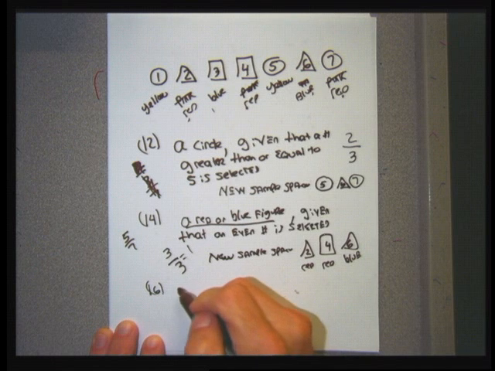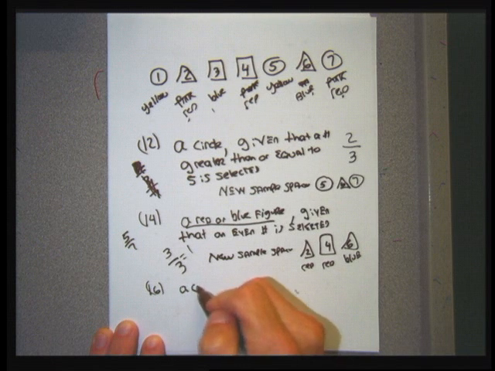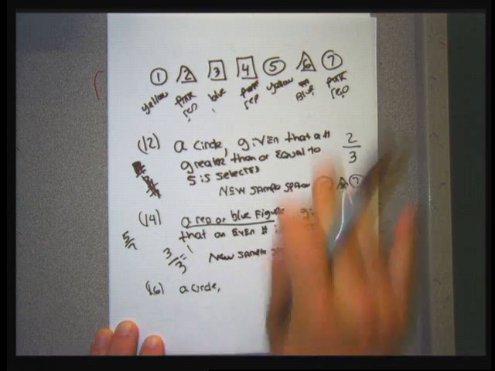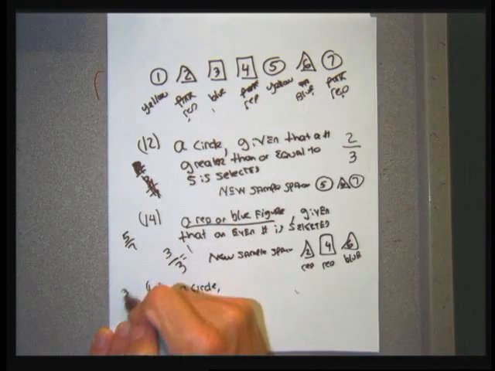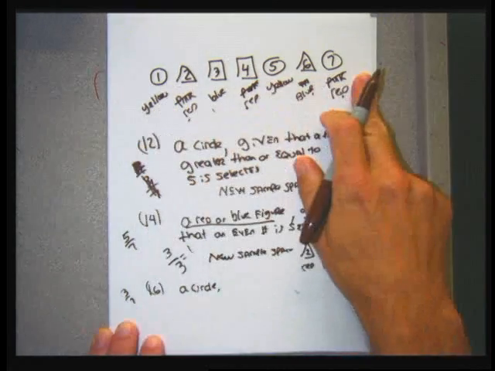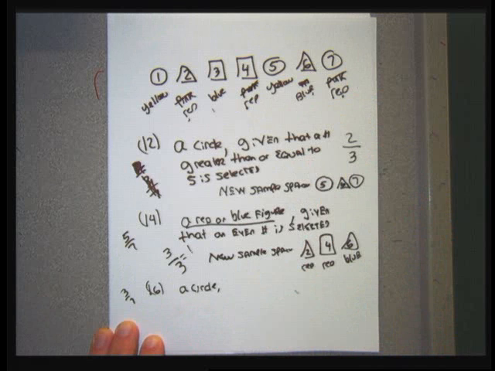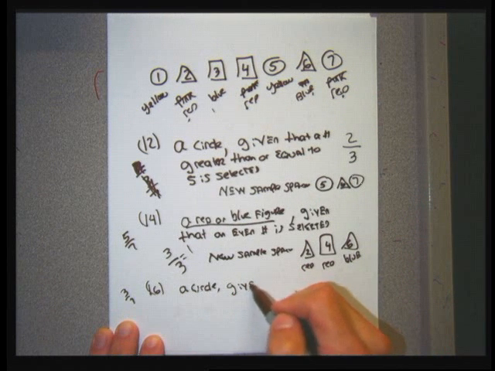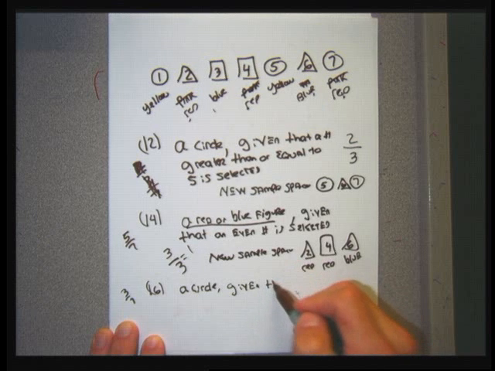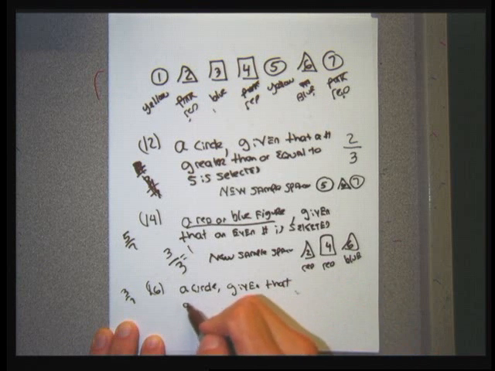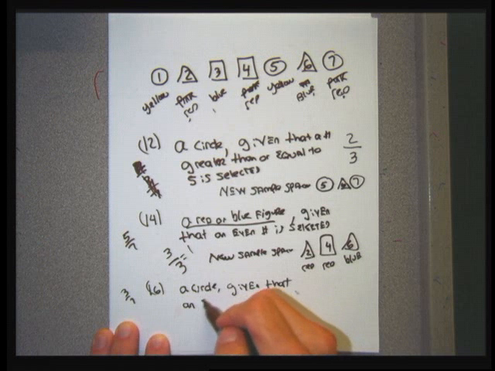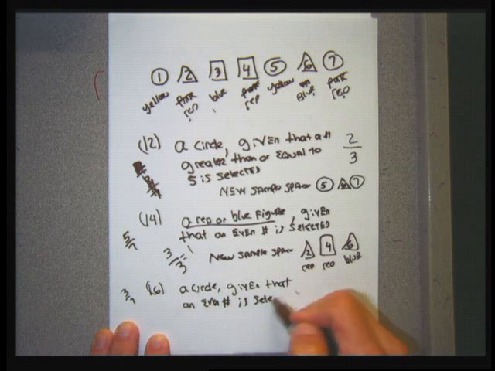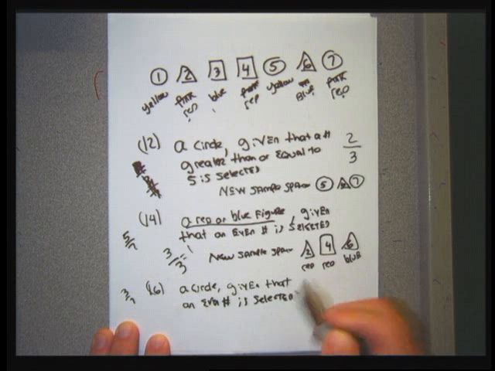16 is a similar problem. It first asks what's the probability of getting a circle. If the problem stopped there, the answer would be 3 and 7, because there's 3 circles of the 7 figures. But that's not going to be the answer because there's extra information, and the extra information is given that an even number is selected.